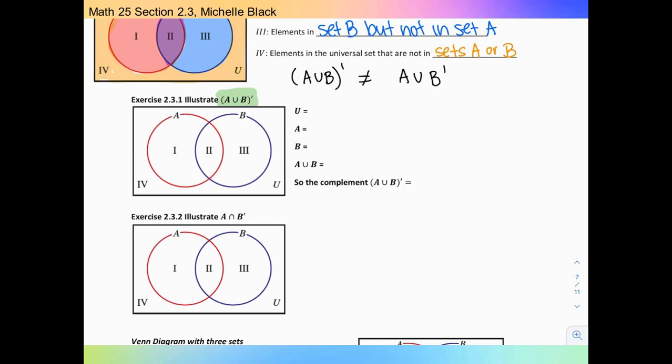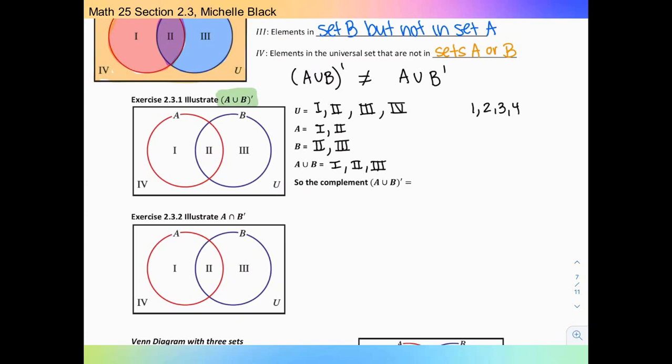So let's start by listing out which regions live in these individual sets. So starting with our universal set. There are 4 regions. Our universal set will contain all of them. If you don't like using Roman numerals, feel free to just write it out with our standard numbers. In set A, I see we have regions 1 and 2. Write down which regions are in set B. That would be 2 and 3. And then in the union of A and B, remember that's everything in A or B or both. So for us that would be 1, 2, as well as 3.